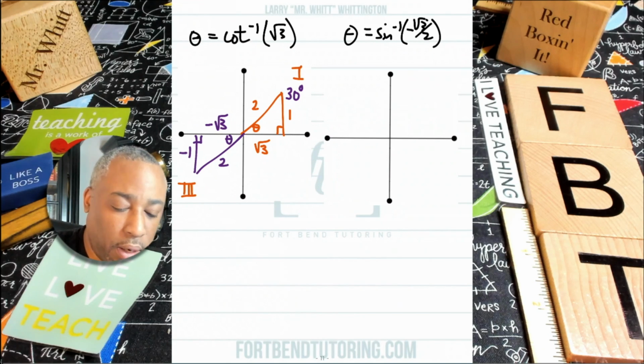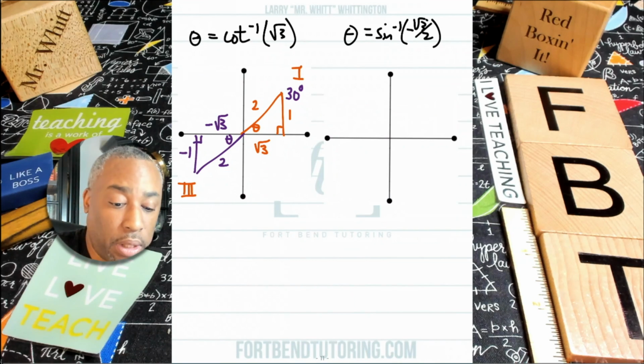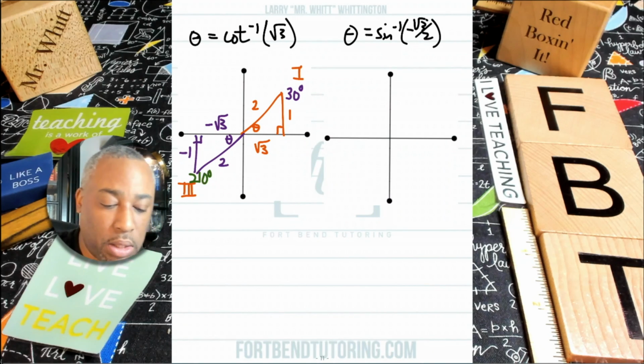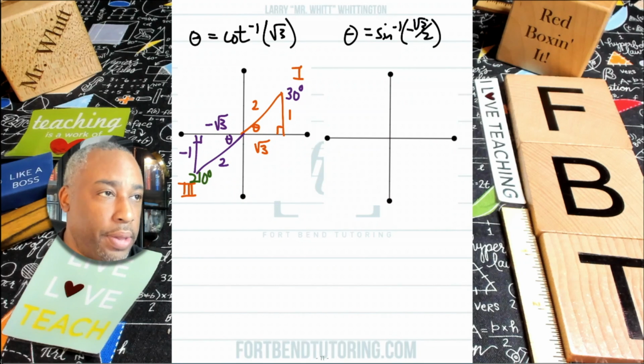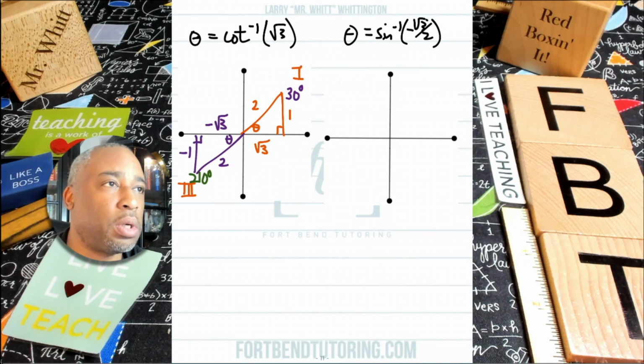So for theta here, we're going to end up with an angle measurement of 30 degrees off of the x-axis. So if we're 30 degrees off of the x-axis, then that means we're at 210 degrees, okay? So we're at 30 degrees and 210 degrees as far as which angles will give us a result of square root of 3 on the unit circle from the range of 0 degrees to 360 degrees.